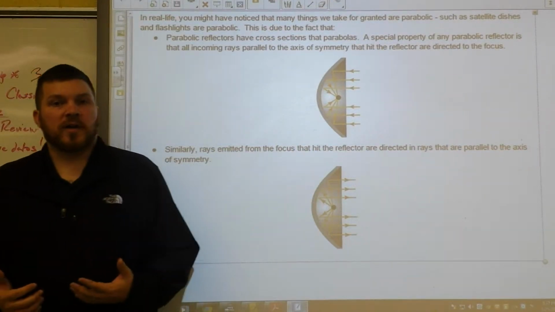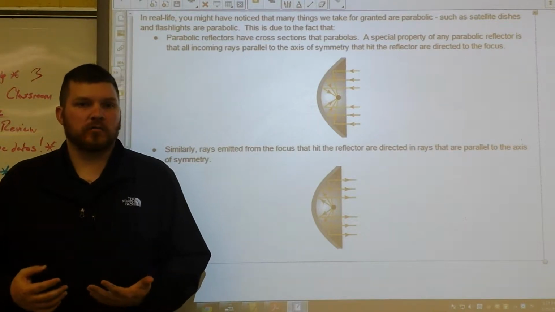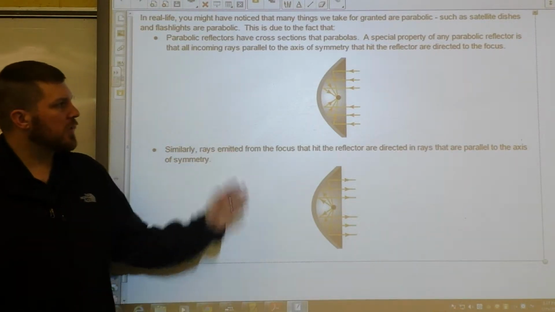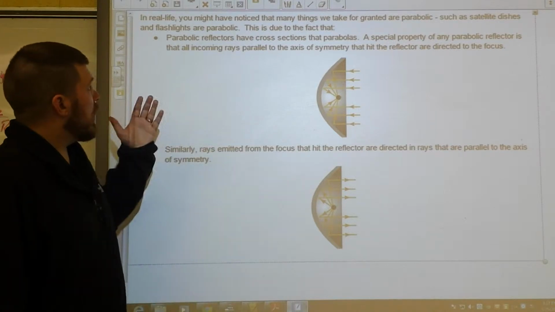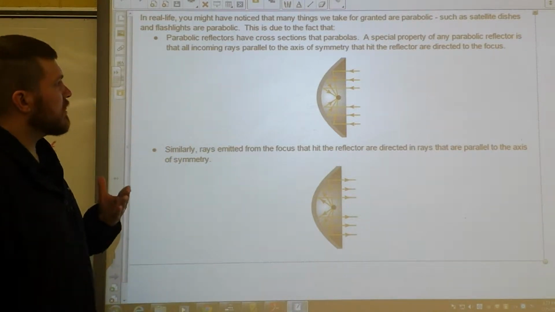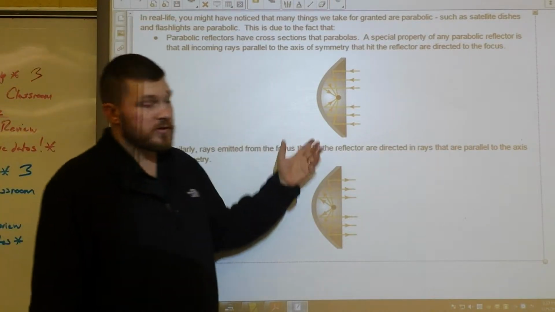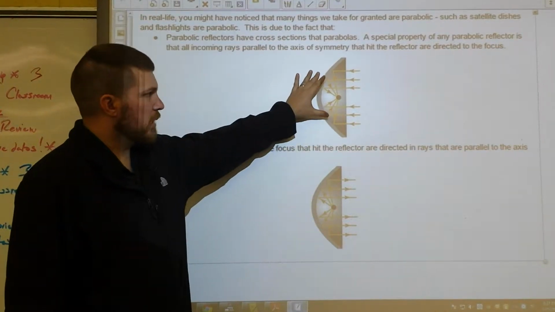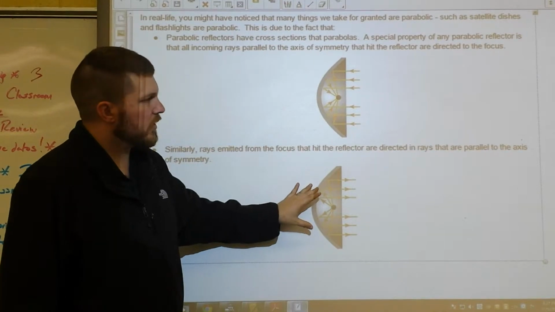So in this video we're talking about how parabolas are used to model real-life situations. And what we're talking about here is how parabolic reflectors work. Parabolic reflectors have cross-sections that are parabolas, obviously. Here's a cross-section of a parabolic reflector.